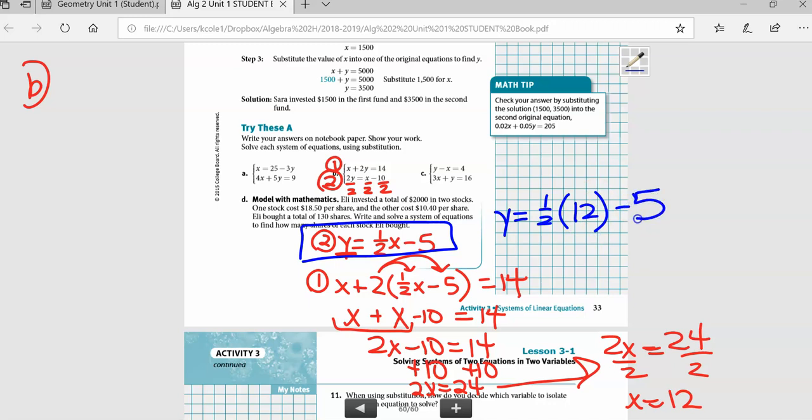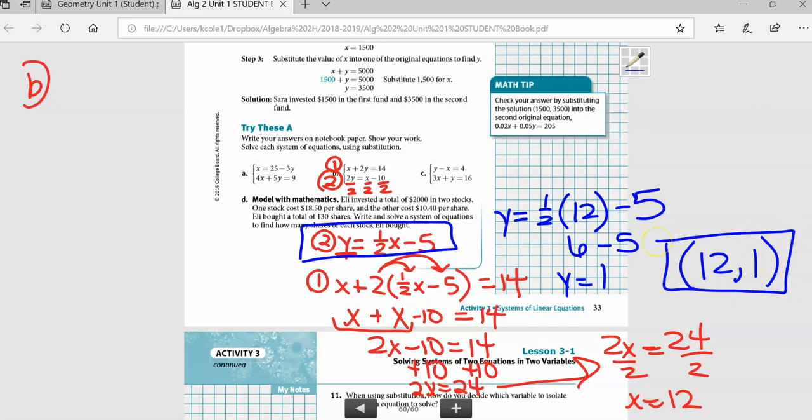So 1/2 times 12 is 6. 6 minus 5 is 1. So y equals 1, which means my answer is (12, 1). Okay, again, pause that if you need to.